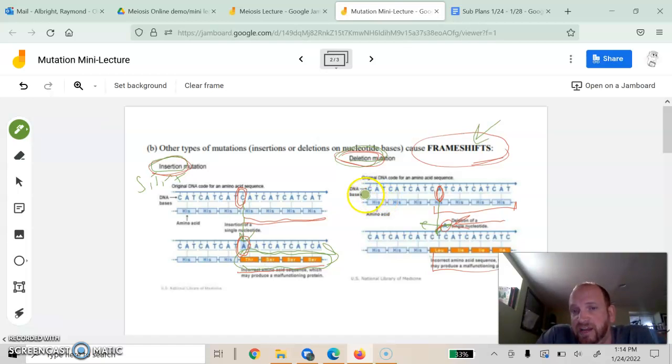We have the same problem over here. I have CAT, CAT, CAT, CAT. Down here I have CAT, CAT, CAT, and then where that A was deleted, I now have CTC. And then I have ATC, ATC, ATC. So once again, every nucleotide after that deleted one is read in different groups of 3. And when that happens, all of a sudden every amino acid is now different. And that causes drastic changes to proteins, drastic changes to their structure, drastic changes to their function, and frequently those lead to the death of the cell.